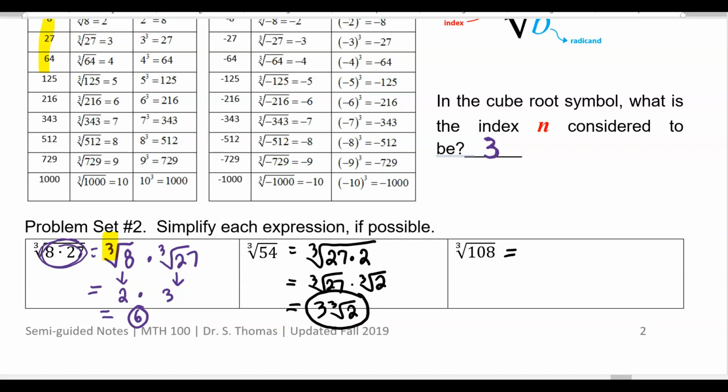Let's move on to the cube root of 108. What perfect cube factor can divide into 108 evenly? Again, 27 can divide into it, times 4. So we can break it up as the cube root of 27 times the cube root of 4. And then you have 3 times the cube root of 4.